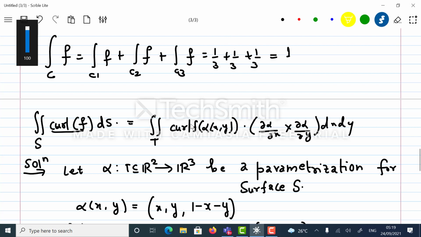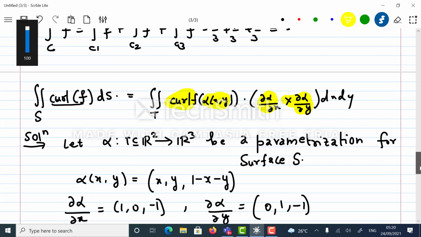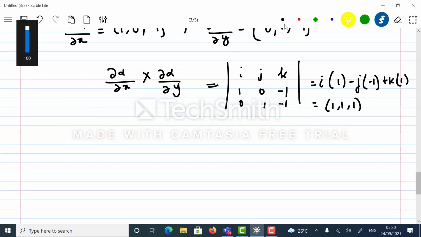So I need to evaluate curl f, then curl f evaluated at alpha(x, y), then ∂alpha/∂x, ∂alpha/∂y, then the fundamental vector product, and then we have to take a dot product. So let's find out curl f now. Curl f is equal to grad cross f. So the cross product of grad and f.